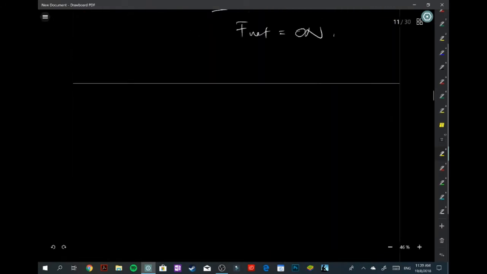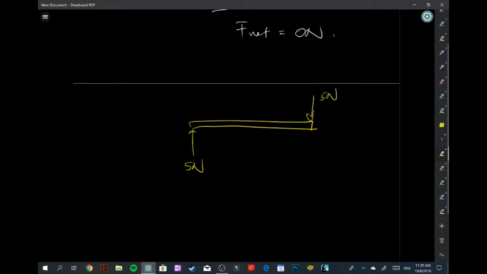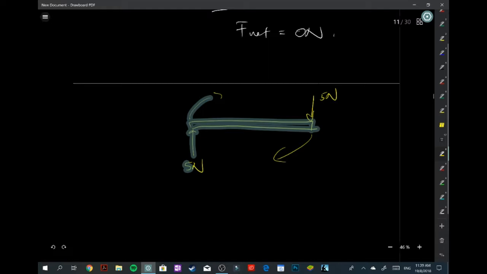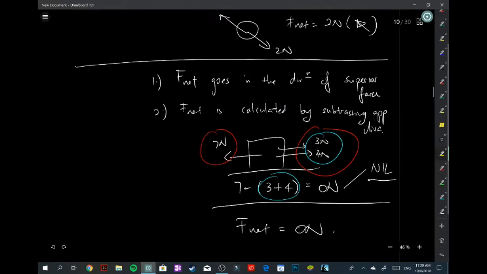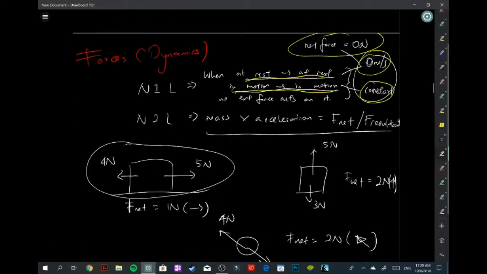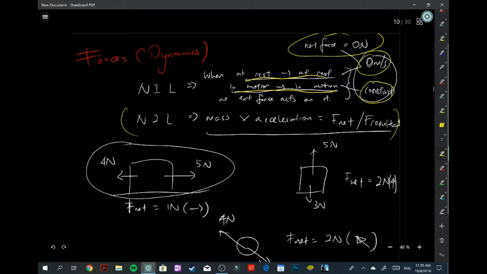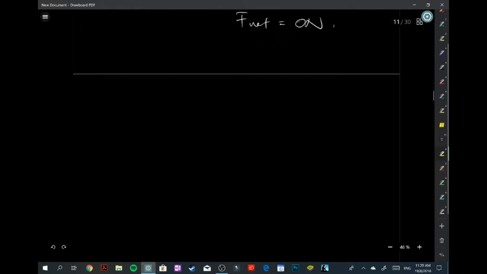Because I can have an object like this, and I put a force here, let's say 5 Newton, and I put a force here, let's say 5 Newton. Yes, upward minus downward is equal force, so nothing happens linearly, but it will start to rotate. So net force being 0 Newton is one condition, and net moment being 0 Newton meter is the second condition for anything to be in equilibrium. Now we look at Newton's second law, and after this we'll do some examples. Newton's second law states that F net equals ma.